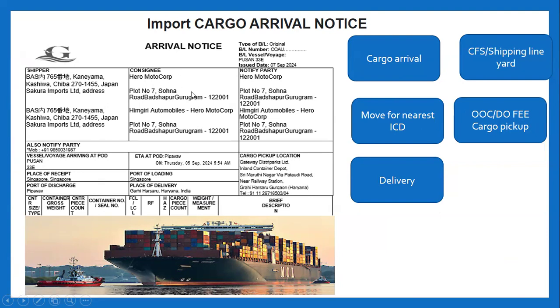Okay, importer factory. So what is the procedure? Once these containers get cleared from these locations, as per this cargo arrival notice, the CHA will intimate the transporter to pick up this cargo from this location. Before this, the e-way bill needs to be generated. So as per the e-way bill and all the details mentioned in it, the shipment moves from this gateway district park to this importer factory.